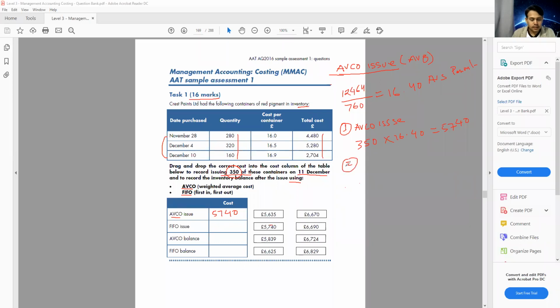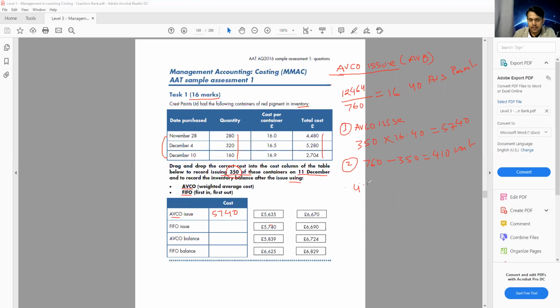Number two, they're asking for the AFCO balance. We can do this one, or we can finish the AFCO balance. Whatever you like, I want to go with the AFCO balance because I already calculated for the AFCO. I want to finish the AFCO process. I have a total of 760 units. If I take away the 350, the number of units left over is 760 minus 350, that is 410. 410 units is my balance.